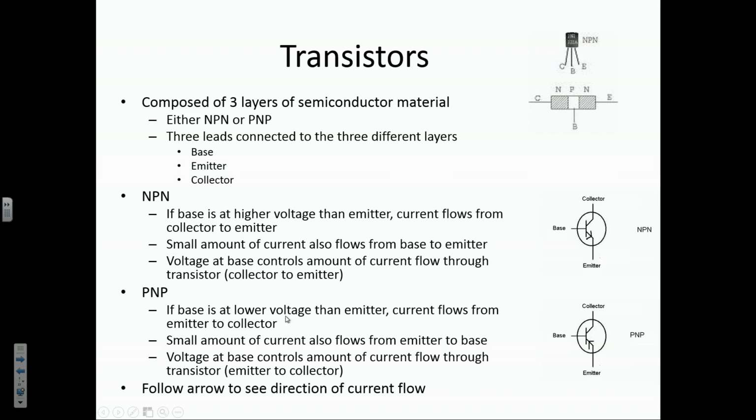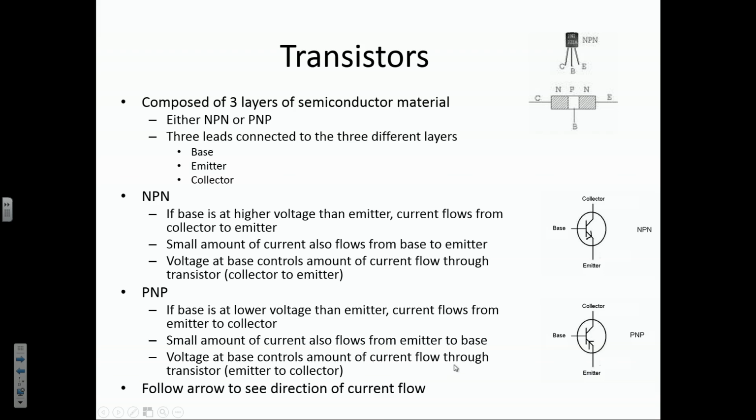Now in PNP, it works similarly, but in this case, if the base is at a lower voltage than the emitter, you get current flowing from the emitter to the collector. And a small amount of current also flows from the emitter to the base. Okay, so everything is basically going in reverse here. And once again, the voltage at the base controls the amount of current flow through the transistor from emitter to collector.